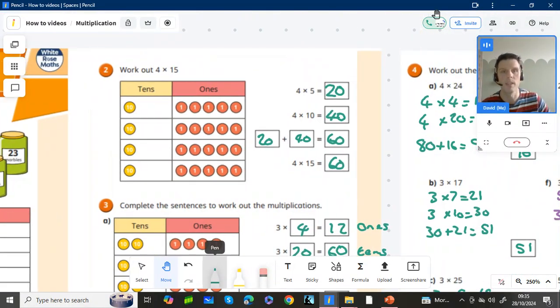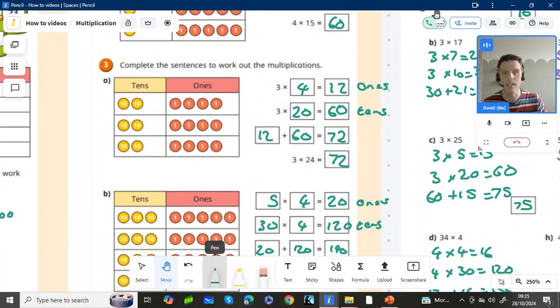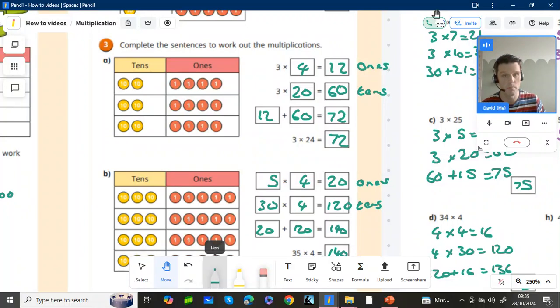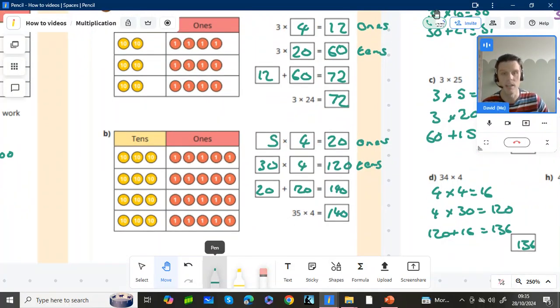Question 2, 4 times 15 is 60. Question 3a, 3 times 24 was 72. And here's all the workings out. B, 35 times 4 is 140.